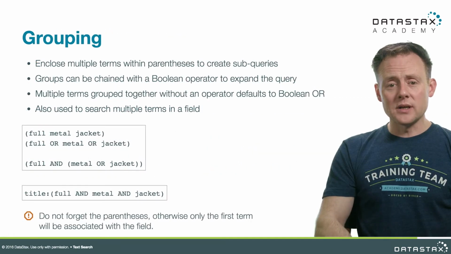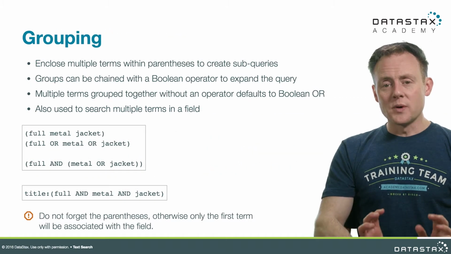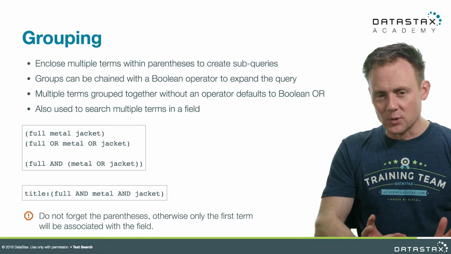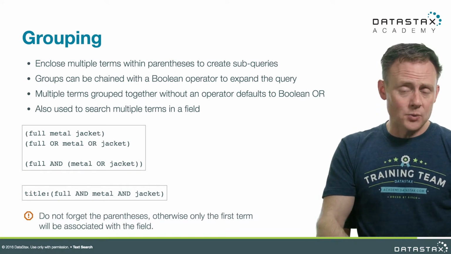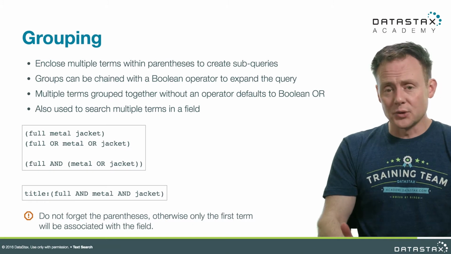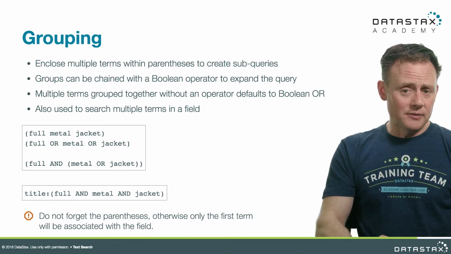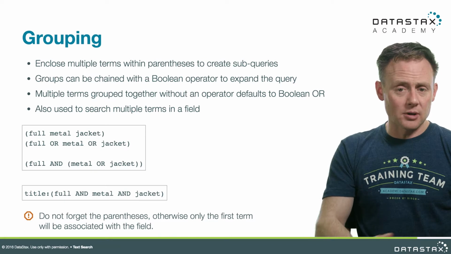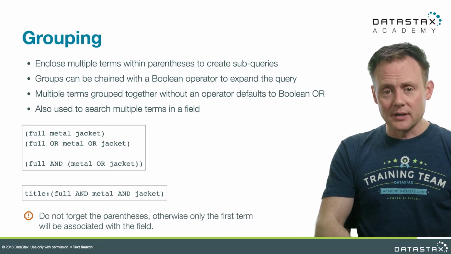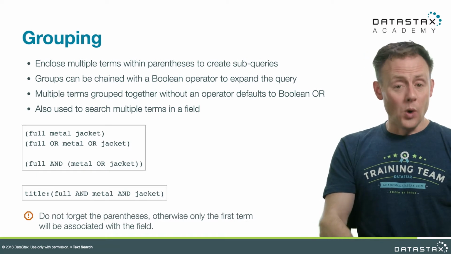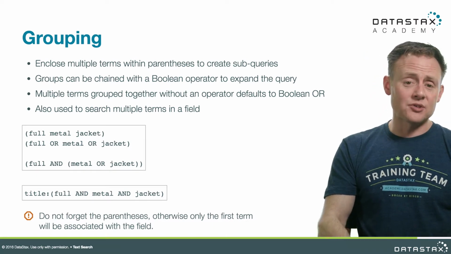Grouping is where we enclose multiple terms within parentheses. This is like a little subquery or just a logical grouping of terms. They can be chained together with other groups using Boolean operators to make a richer query. And as we saw just a couple of examples ago, when we put multiple terms simply delimited by spaces inside a group, the default operator is or. Now, if you don't want that, if you want and, then you need to be explicit and say and. You can change that default in your Solr core config if you'd like.